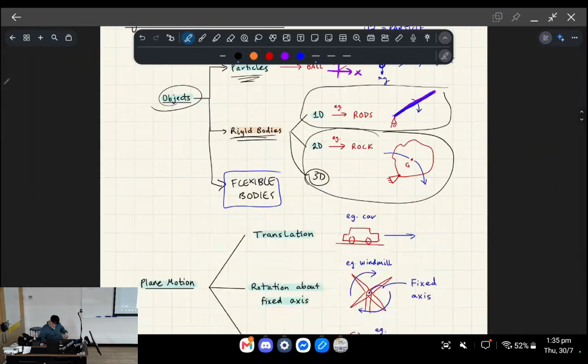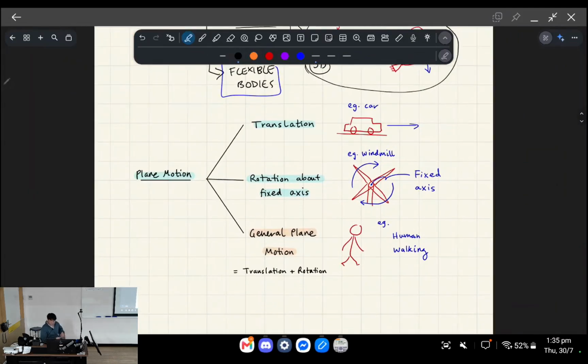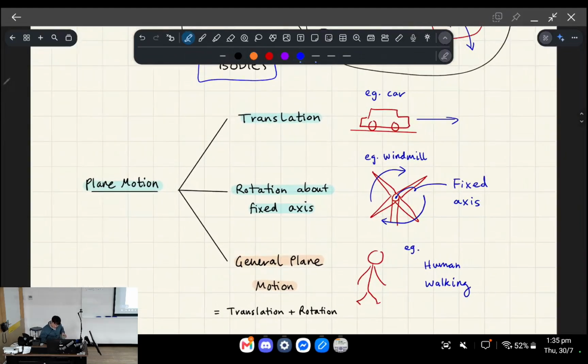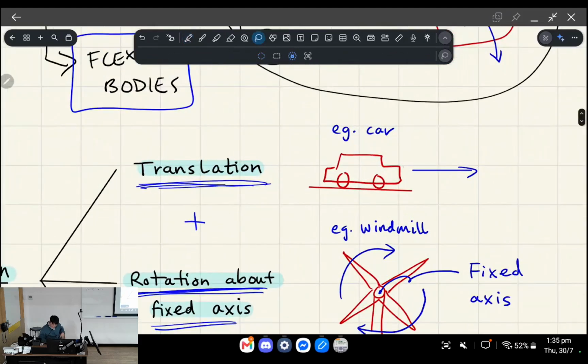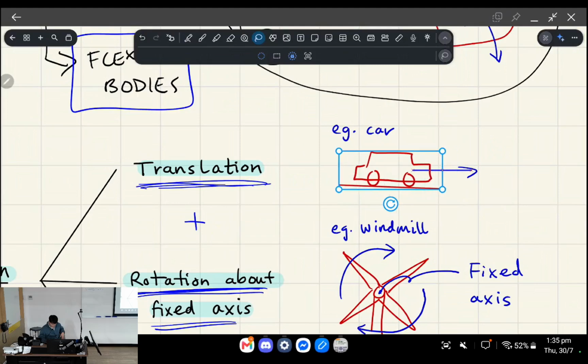Okay, that's rigid bodies. The other thing is plane motion. If you think about it, there's two components to rigid body motion. There's the translation component, and then there's a rotation component if you consider it about a fixed axis. So what do I mean? For example, if you have a car and it's moving, this is translation.